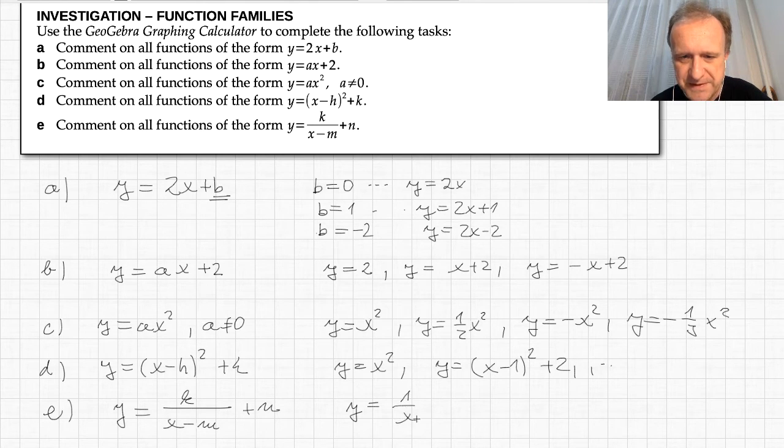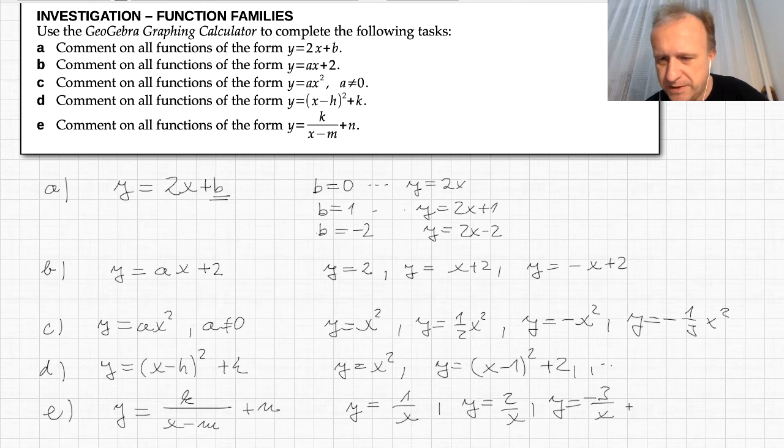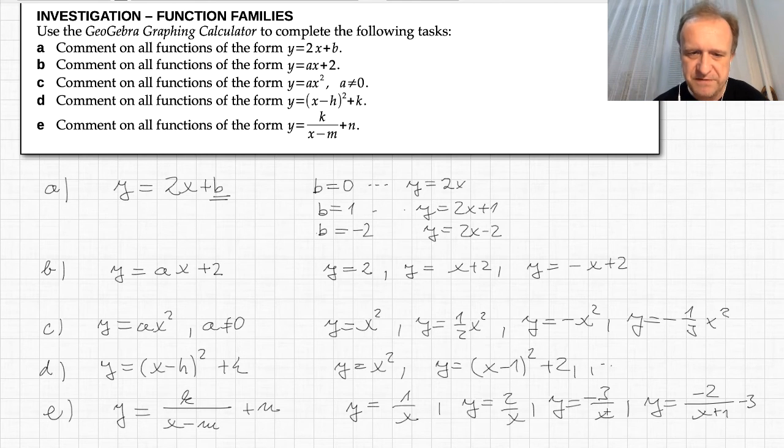1 over x. And then when you change the values of k, for example, you can have y equals 2 over x, or you can have y equals minus 3 over x, and so on. And now when you change m and n, you can end up with some complicated functions. For example, y equals minus 2 over x plus 1 minus 3, like this. Okay, so all these functions in this form are represented by this family of functions.